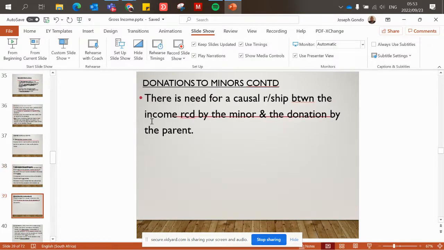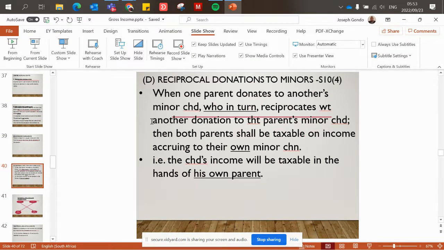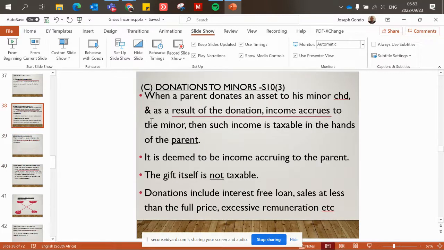Donation to minors, we're going to cover that. Residual donations, let's just cover it. Donation to minors, we are saying when a parent donates an asset to his minor children, and as a result of the donation income accrued to the minor, then such income is taxed in the hands of the parent. Because why? Because Zimra cannot come and tax the minor, but rather if income is accruing to the minor, it is deemed to be accruing to the parent. So it is the parent who will be taxed on this one.